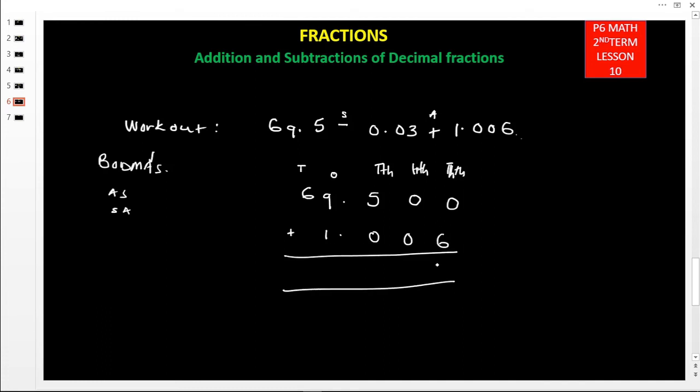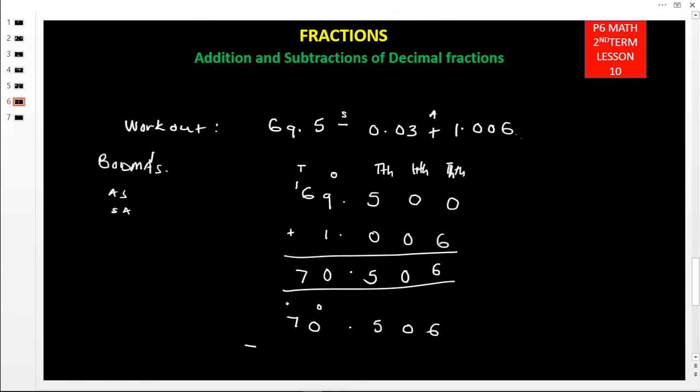Okay, now this is a 6, we are adding, so 5 plus 5 is 10, we write 0 and carry 1. Then 9 plus 1 is 10, we write a 0, we carry 1 to the next place value, 6 plus 1 is a 7. So after adding we come for our subtraction. So now 70.506, we take away.